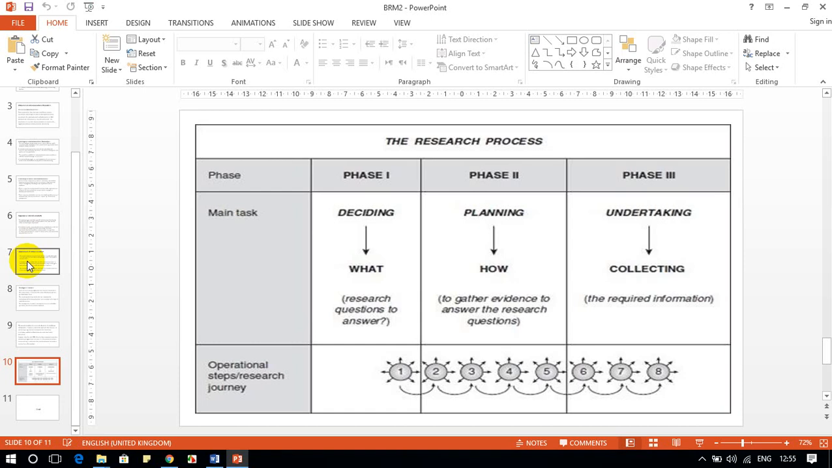After we decide what to do, we have to do the planning toward the different resources for the purpose of completing this particular research. The other thing is the how: once we talk about the how, it is about how to gather the evidence to answer the research questions.